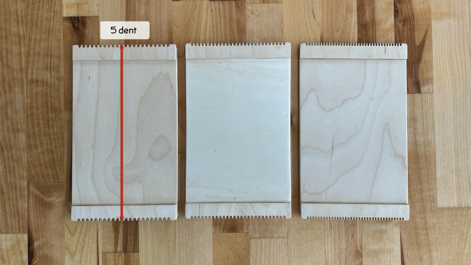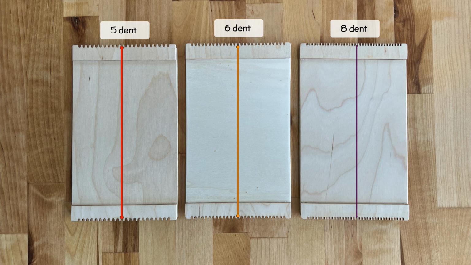5 dent is for weaving thicker yarn. Since the spaces are farther apart, they allow a thick weft yarn to bead into place. 5 dent is good for kids to weave on. 6 dent is for weaving with a little finer of yarns. And 8 dent is for even finer yarns.